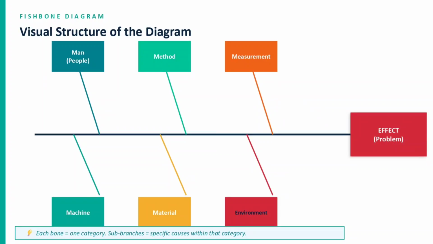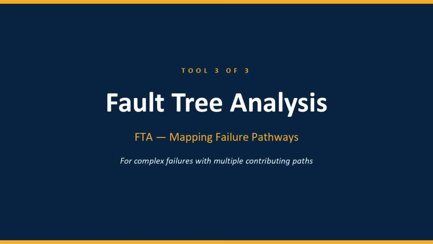This is what makes the fishbone so powerful in a team setting. You gather 5 or 6 people, draw this on a whiteboard, and everyone starts adding their ideas to each category. Within 30 minutes, you have a complete picture of every possible cause. Then you investigate which ones are actually supported by evidence. Now the most advanced of the three tools. Fault tree analysis, or FTA. While 5 Why is linear, one cause leading to the next, and the fishbone is visual and categorical, the fault tree is logical. It maps every possible pathway that could lead to a failure, using Boolean logic.